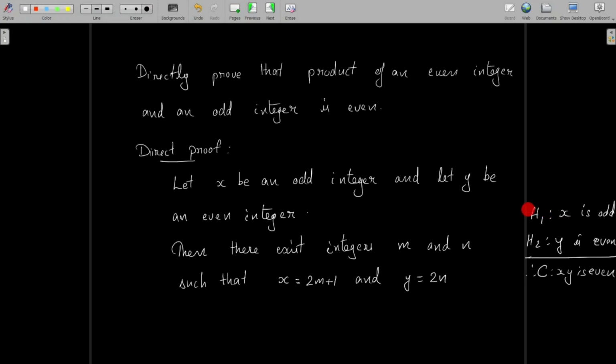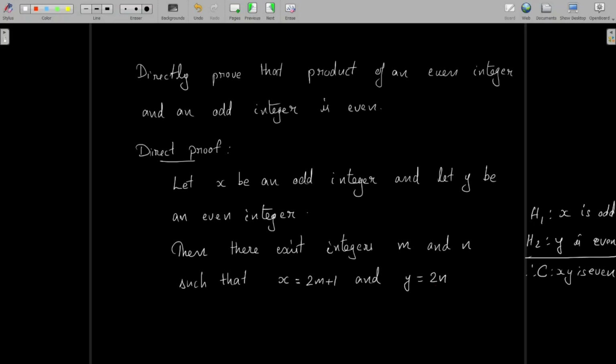Here first we use the hypothesis H1, that is x is odd. And you know that any odd integer is of the form 2 into an integer plus 1. So there exists an integer m such that x equal to 2m plus 1. Now we use the hypothesis H2 which says that y is even. Any even integer is of the form 2 into an integer. So there is an integer n such that y equal to 2 into n. So we have the integers x equal to 2m plus 1 and y equal to 2n.